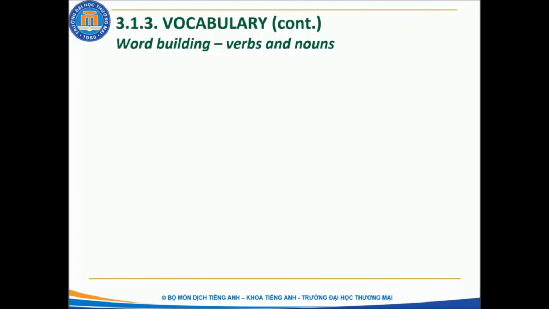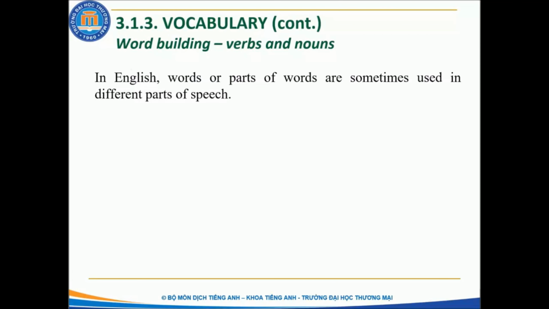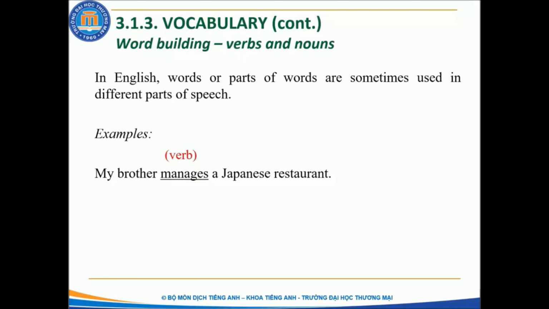Now we continue with the vocabulary section of part 3.1. In this section, we are going to learn word building, verbs and nouns. In English, words or past words are sometimes used in different parts of speech. Let's have a look at the examples below. My brother manages a Japanese restaurant. So in this context, manage here is the verb and it means to control or be in charge of a business.